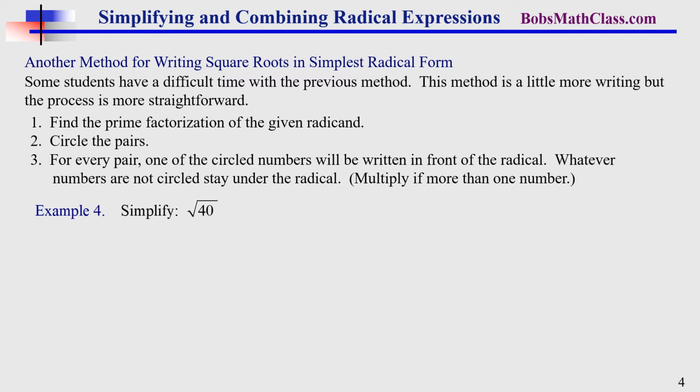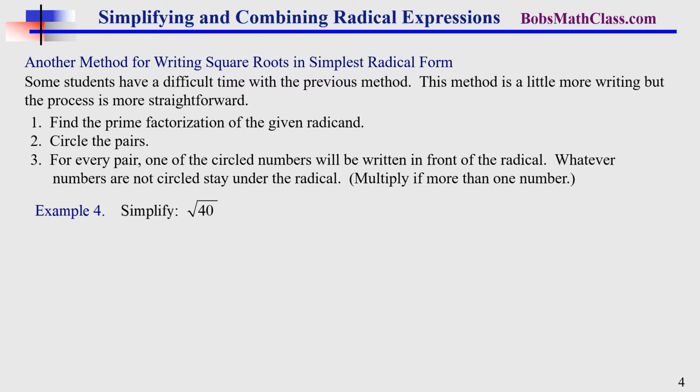Okay, so for every pair, one of the circled numbers will be written in front of the radical. Whatever numbers are not circled stay under the radical. If there's more than one number in front or in the radical, then you multiply those numbers. Okay, so here's square root of 40. What we're going to do is we're going to do the tree to get the numbers.